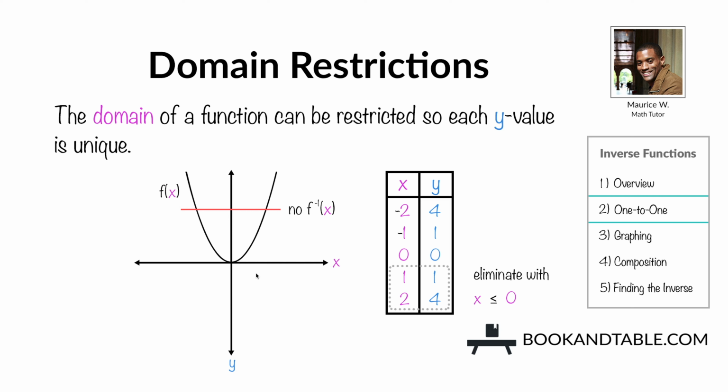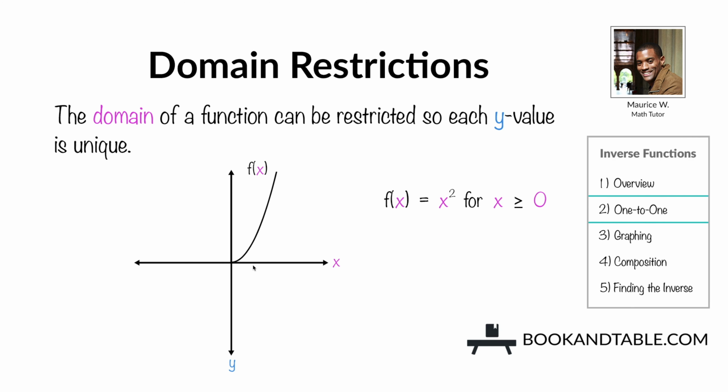So let's take a look at this process a bit further. We have f of x is equal to x squared for x is greater than or equal to 0. So normally our x squared is a parabola, but since we restrict it here with x is greater than or equal to 0, now we have the portion of the function that could pass the horizontal line test. And since it passes the horizontal line test, now the inverse of f of x exists.